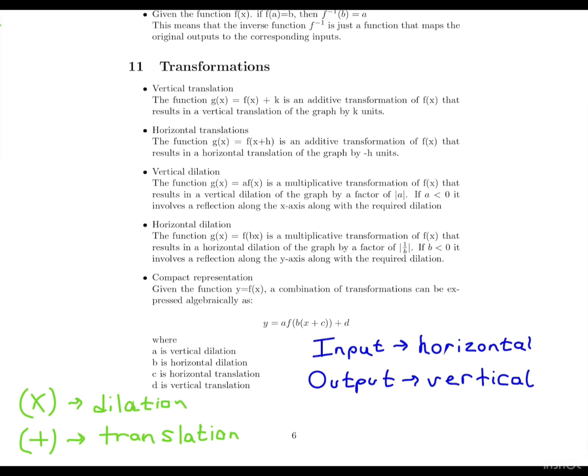So for example, if I look at the point C, I recognize that it is something happening with the input, so it should be horizontal. And since it is addition, it is translation. And if I look at the definition of point C over here, yes, C is a horizontal translation. So this is one way in which you could memorize which constant refers to which transformation. And I think that would be it for this one.